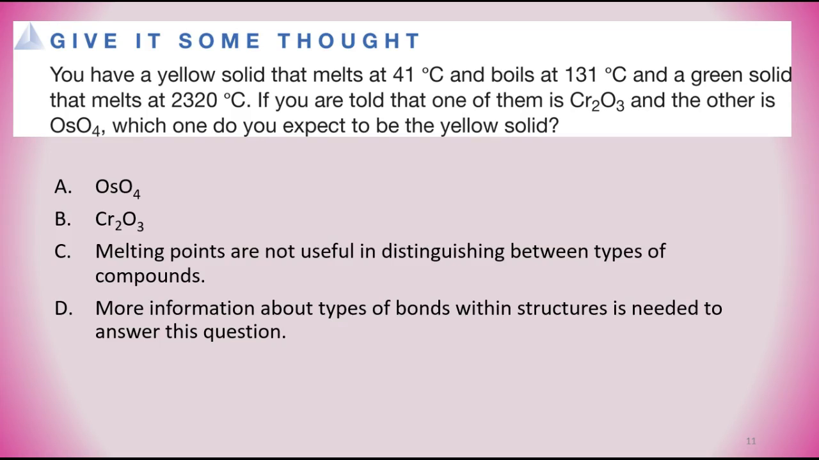Chromium has a relatively not so bad chromium +3. So we would predict that B would be that ionic green solid at 2,320 degrees Celsius, and the OsO4 is probably going to be that yellow solid. And again, that's based on that tidbit that I just said would be useful to you. Wasn't that useful for this question? See, I told you. All right, so A would be what we would predict to be that yellow solid based on the fact that having such a high oxidation number, it's unlikely that we'd see that exhibiting ionic bonding.